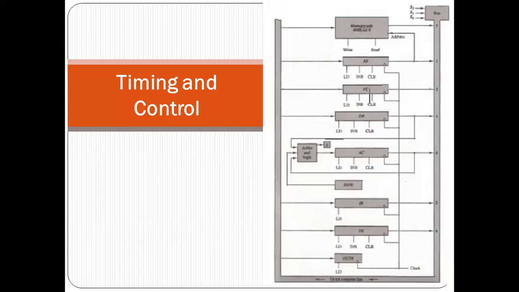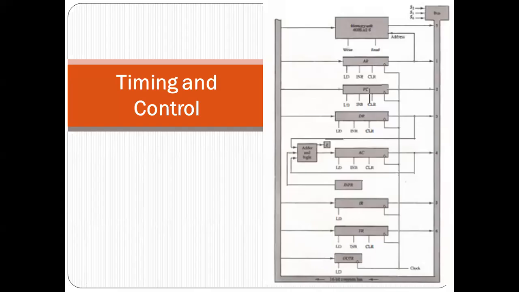Next is timing and control. We'll see it in the next class, because we have an instruction available in memory whose address is available in the PC. You need to read the instruction, which we call the fetch operation. After that, it has to be decoded and then executed, and finally the result is written onto the memory or to the accumulator. So these are a certain sequence of operations to be done, right?